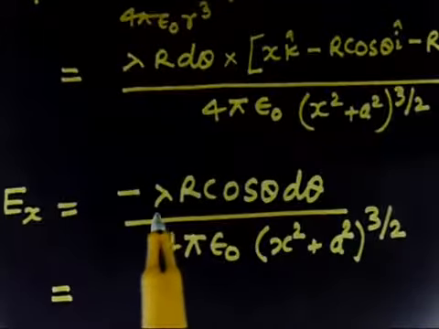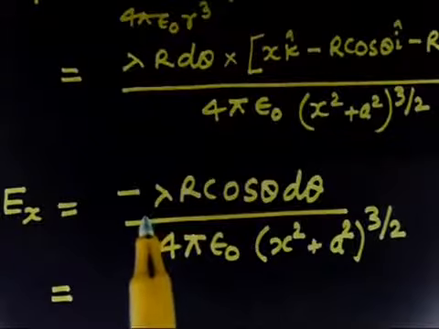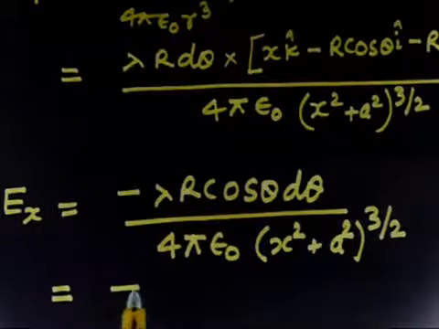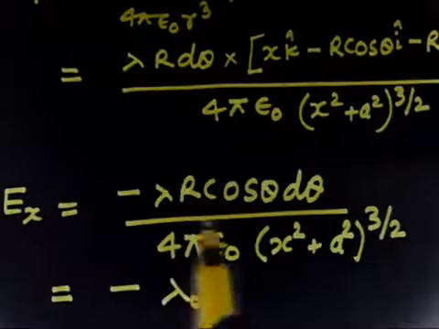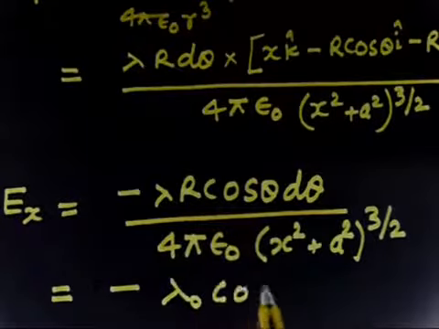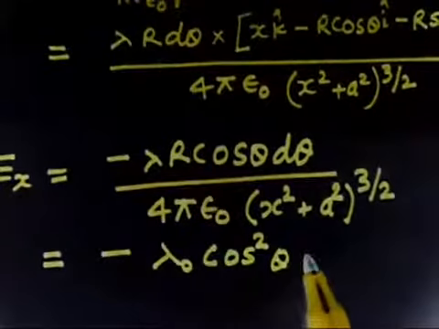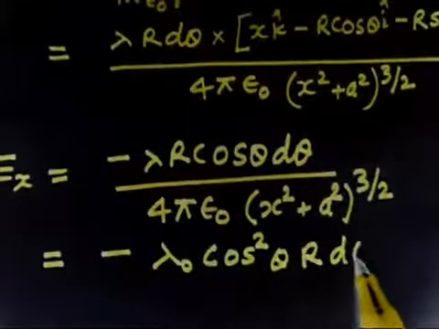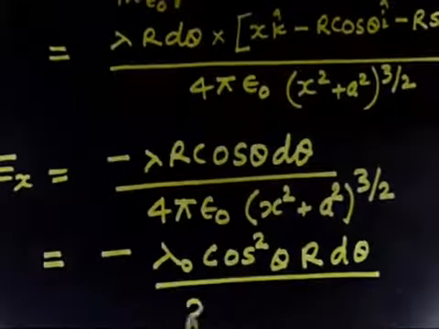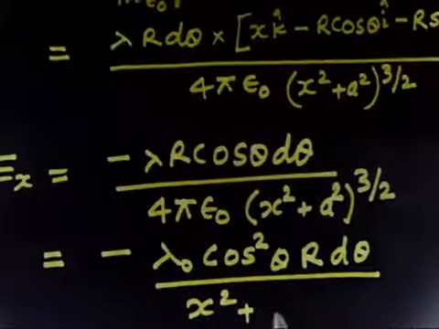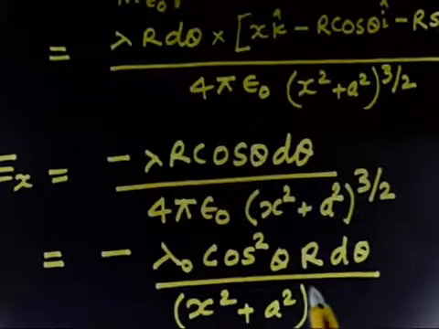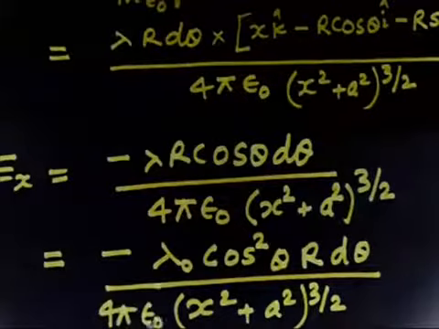Now you see, lambda in this question is given by lambda naught cos theta. So this lambda, if I plug in lambda naught cos theta, so cos theta into cos theta, that is cos square theta, and you will have r also into d theta. This divided by x square plus a square raised to the power 3 by 2, and then we will also have 4 pi epsilon naught.